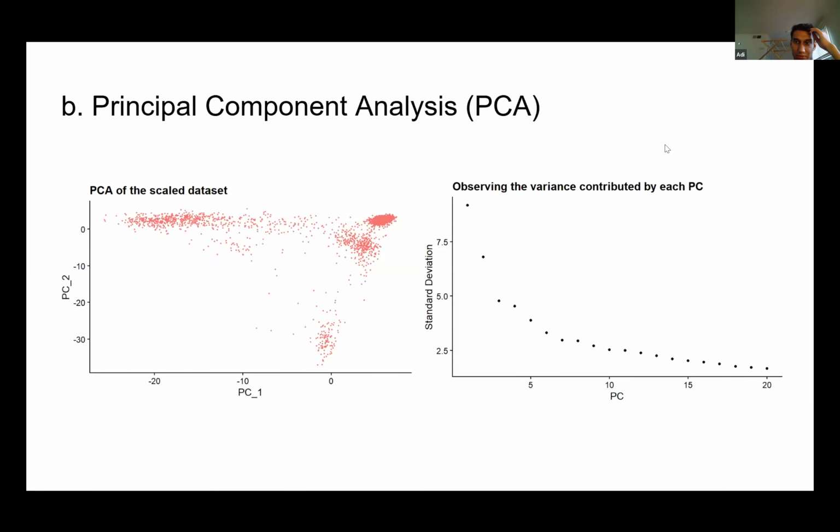And with that, you can do PCA. And as you can see, there is some clustering seen in the PCA for the scale data set for the first bone marrow data set here. And you can also look at the variance contributed by each PC.